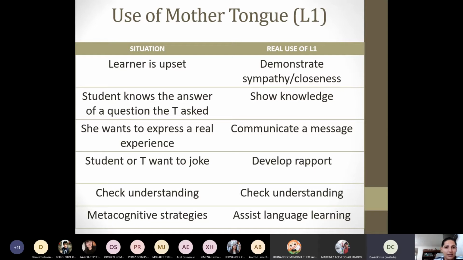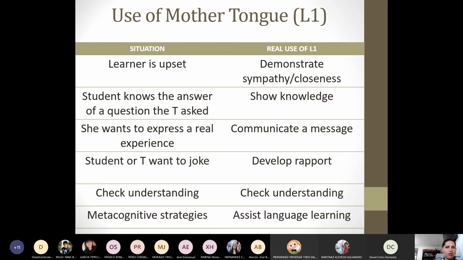Another situation might be the students who know the answer to a question that the teacher asks, you know, and they use the L1 in order to answer and respond. Well, they show knowledge, they show understanding, you know, and that could be beneficial for the procedure of the class, for the class itself, for the lesson. It usually happens with children, you know, when you're explaining things and they understand everything you say and they decide to keep silent or to answer by using their mother tongue.